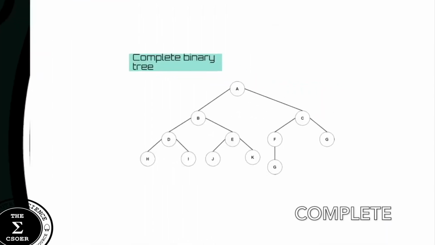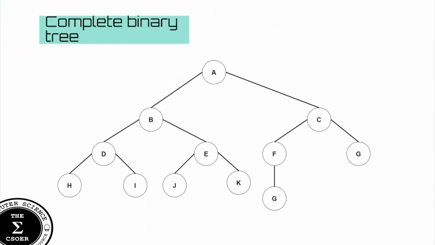Next, we have the complete binary tree. It is a binary tree in which every level, except possibly the last, is completely filled, and all nodes are as far left as possible. The number of internal nodes in a complete binary tree of n nodes is floor of n divided by 2.